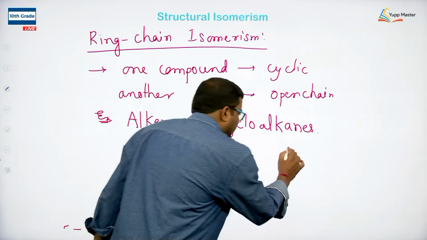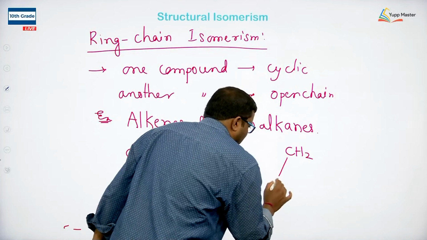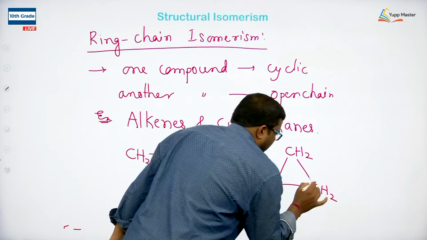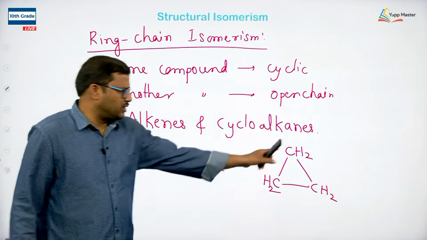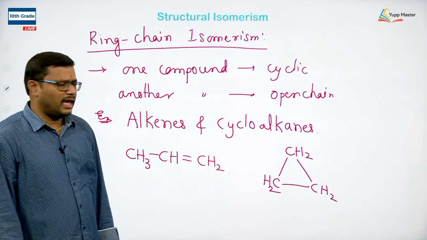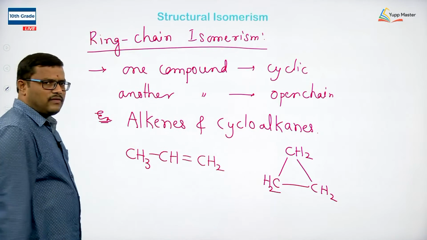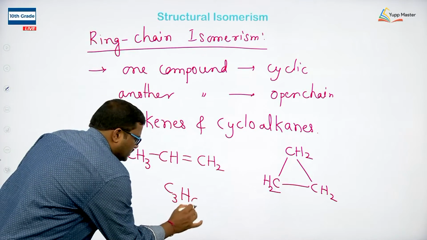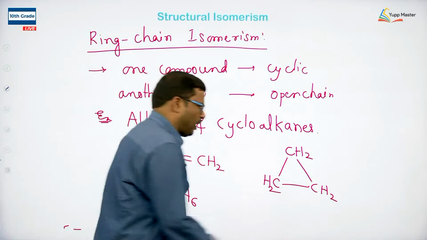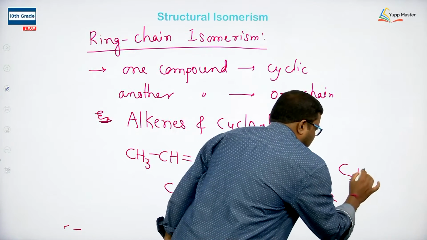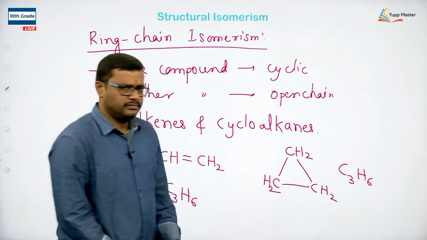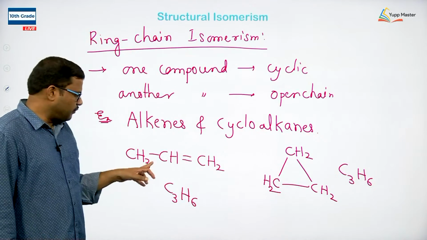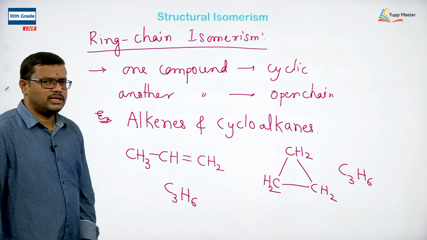Now if I write the cycloalkane, cyclopropane, it is a triangle shape with the CH2s on the corners of a triangle. If we observe the formula, in this case the formula is C3H6. Here also, cyclopropane is C3H6. 3 carbons are present, total hydrogens are 6. Here also 3 carbons are present, and the hydrogen number is 6.